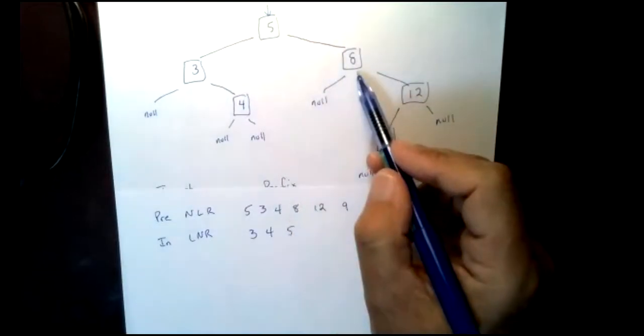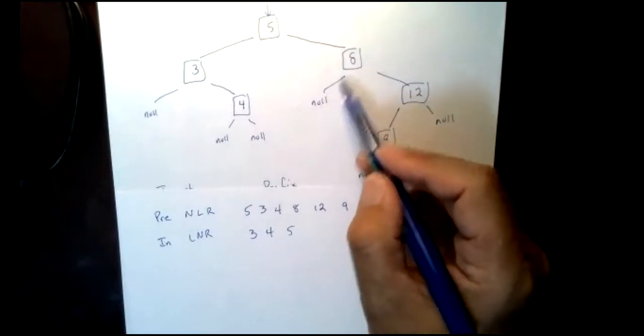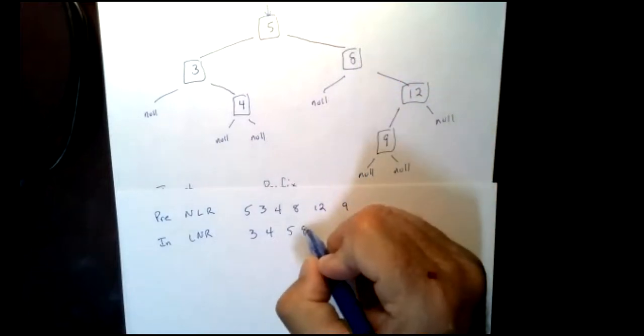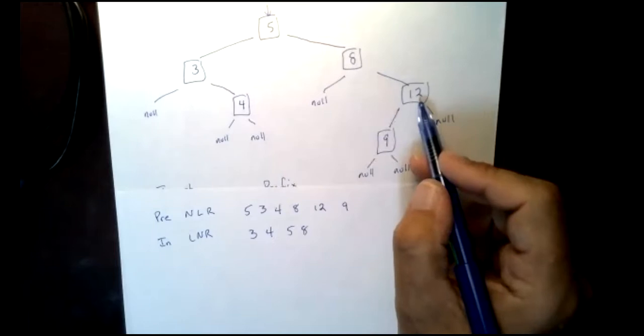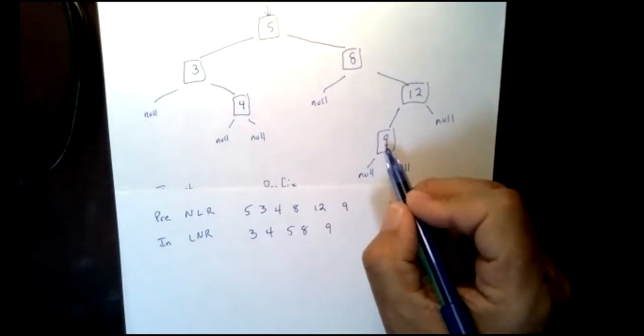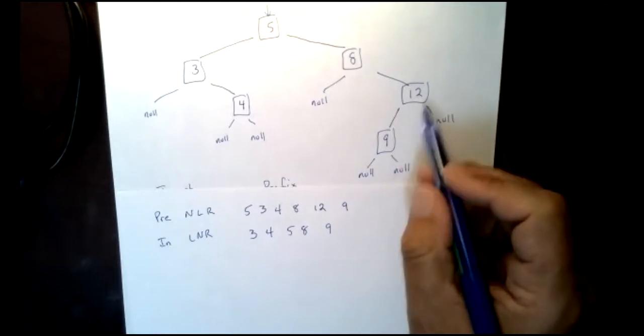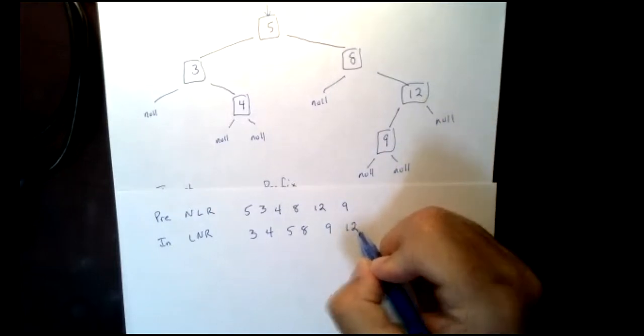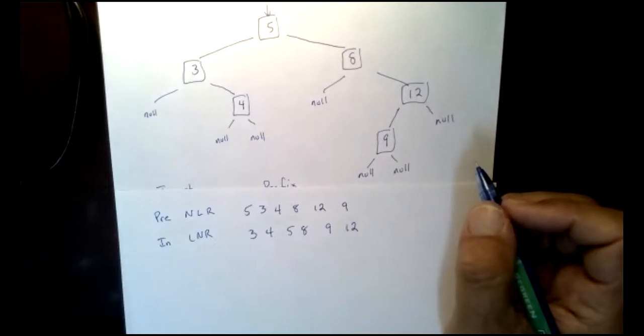Now I do the right. I check the left, nothing. I do the node. I move to the right. I check the left, yes. Check to its left, nothing. Check to its right, nothing. Up to 12. What happens with infix?